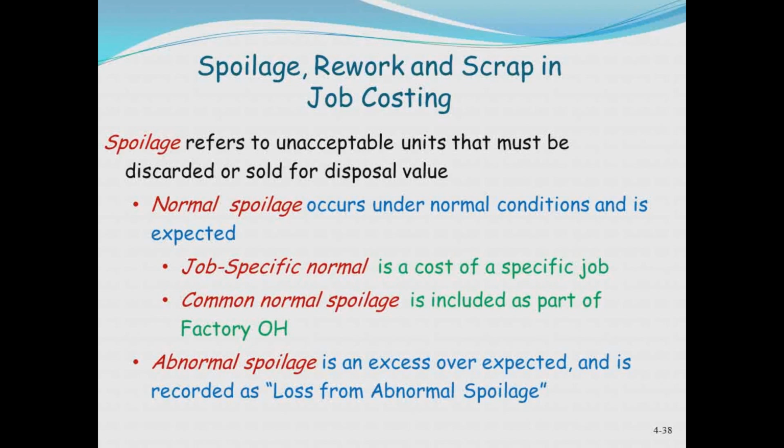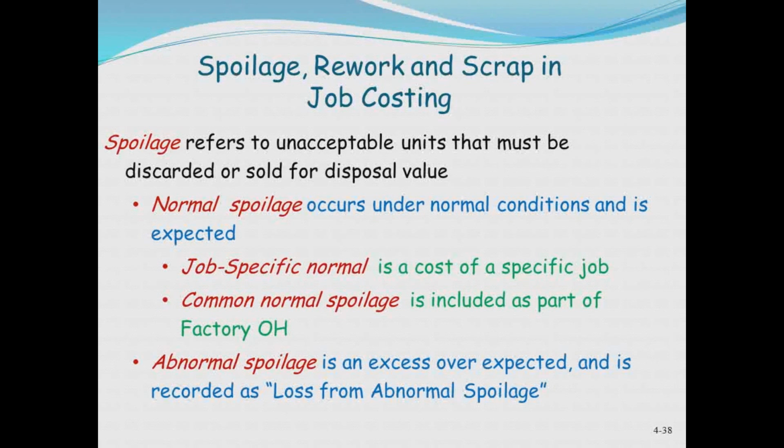If there's spoilage which can be specific to a job, that half a foot of wasted wood, that cost is assigned to the job. If it's common spoilage, it can't be assigned to one job or another. It's included as factory overhead. And that's for normal spoilage. That's expected to happen as a byproduct of doing business. And then you would spread out the costs of spoilage. For the common spoilage, it would be spread out across all your jobs.